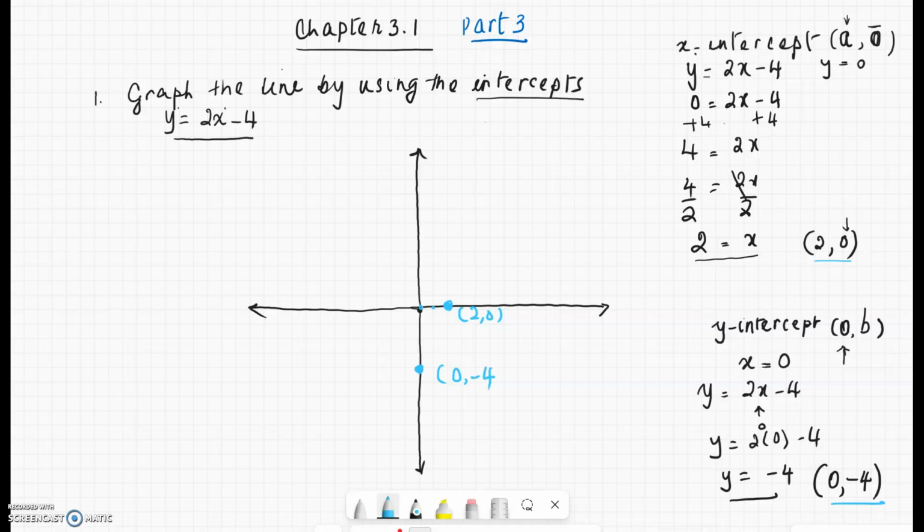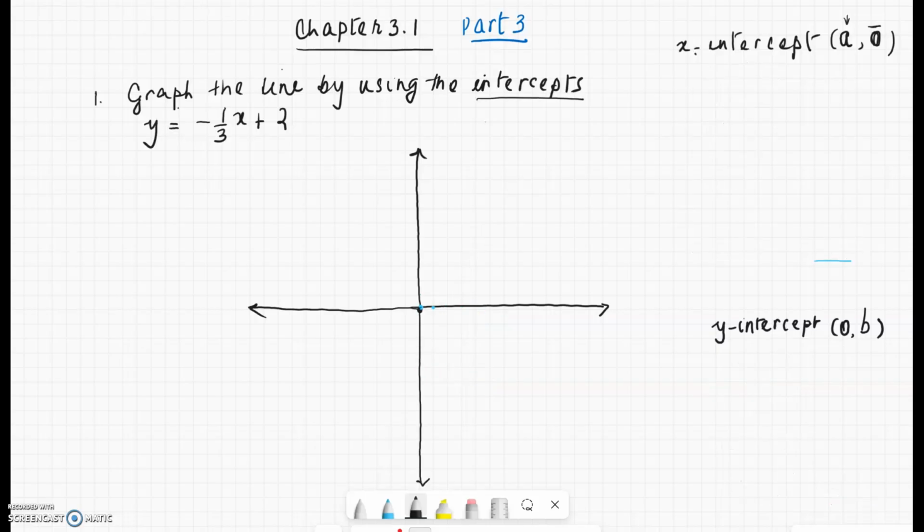We've plotted the two intercepts, the x-intercept and the y-intercept. Now all we have to do is join these two points with a straight line. And that's the graph of the function. Here's another equation. Y equals -1/3 x plus 2.